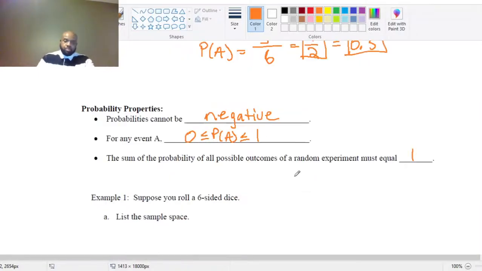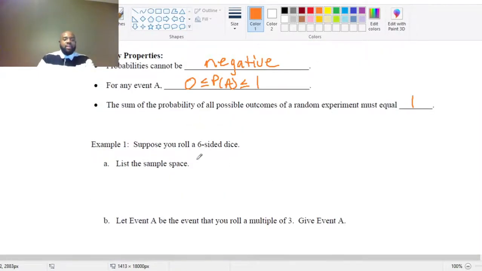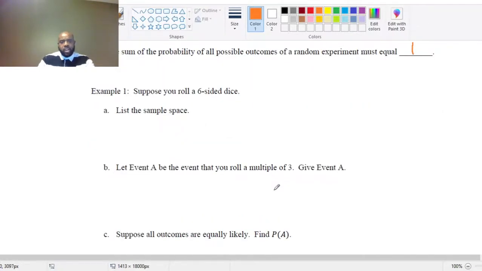And so here we have another example. I kind of went over this example already, but let's do this once again. Suppose you roll a six-sided dice. List the sample space. So our sample space is usually given by the variable S. We have a six-sided dice, 1, 2, 3, 4, 5, 6, and there we go. Let event A be the event that you roll a multiple of 3.